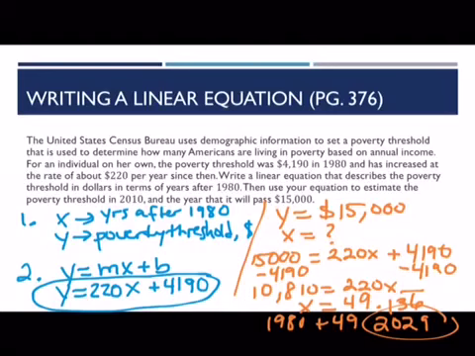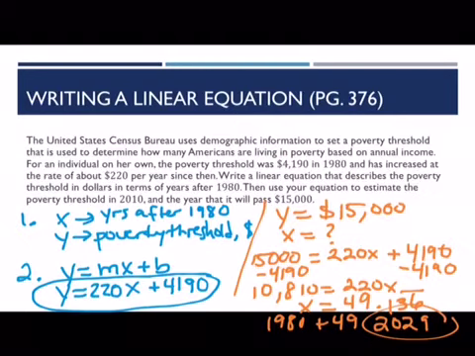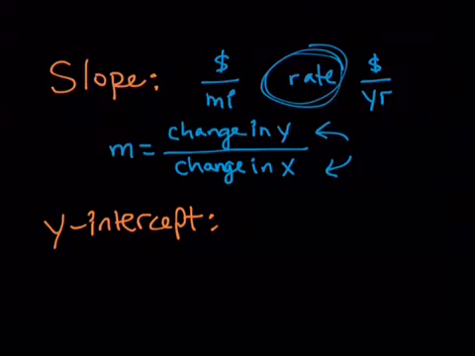Now the y-intercept, on the other hand, in the first example it's $5.50. That was a base fare for the taxi before you even drive any miles at all. And in the second example, it was the poverty threshold in dollars in the first year that we were talking about, in 1980, or when x was 0. So that y-intercept is the y value when x is 0.